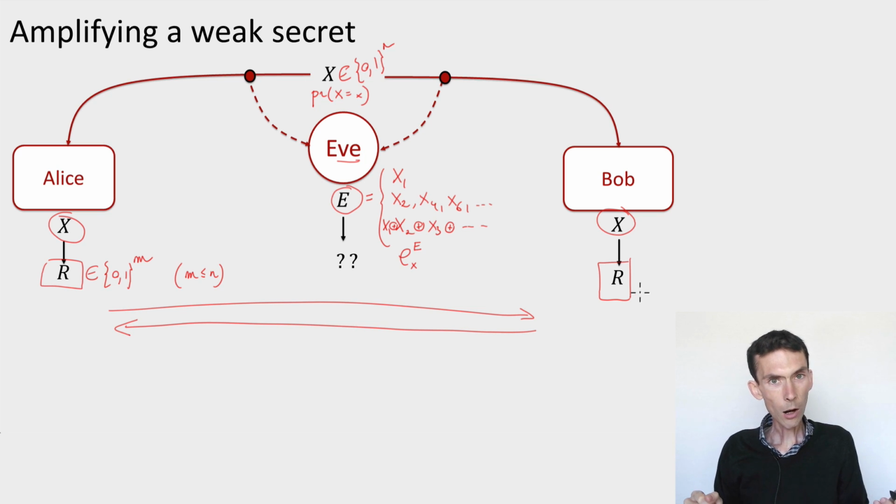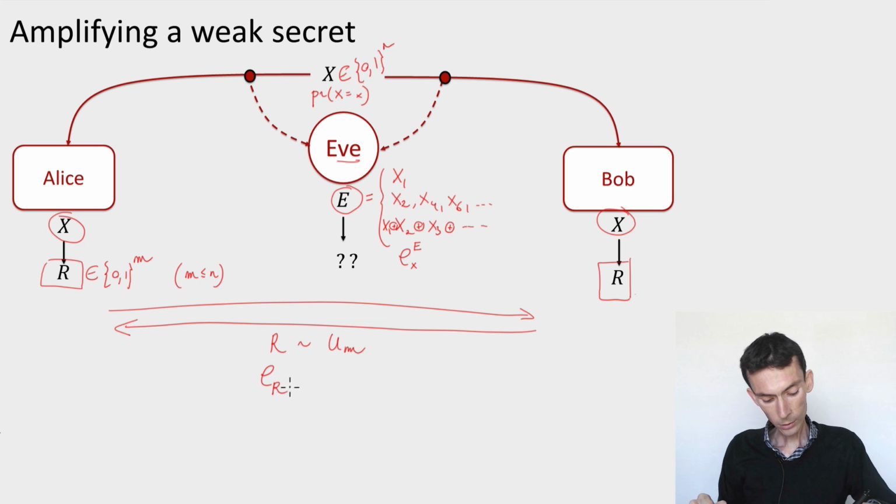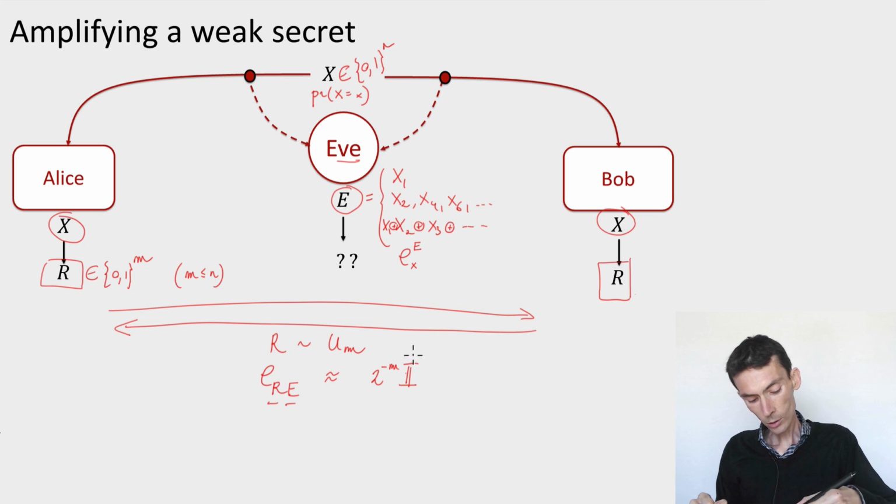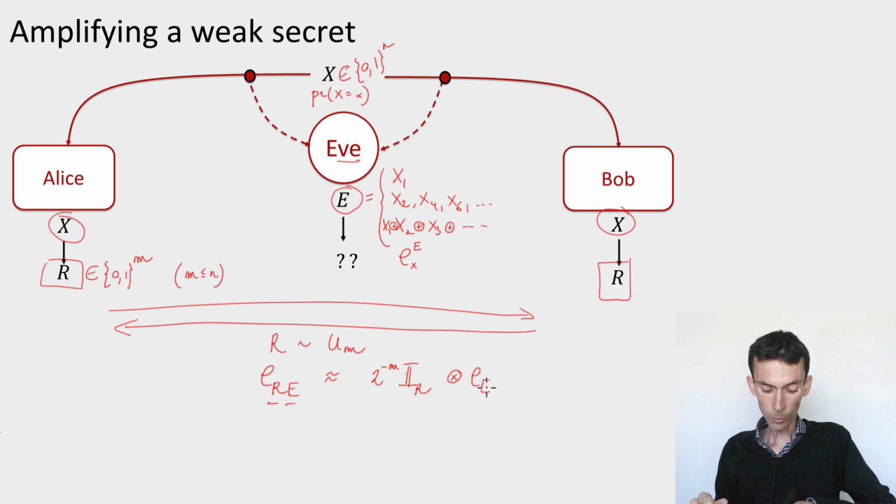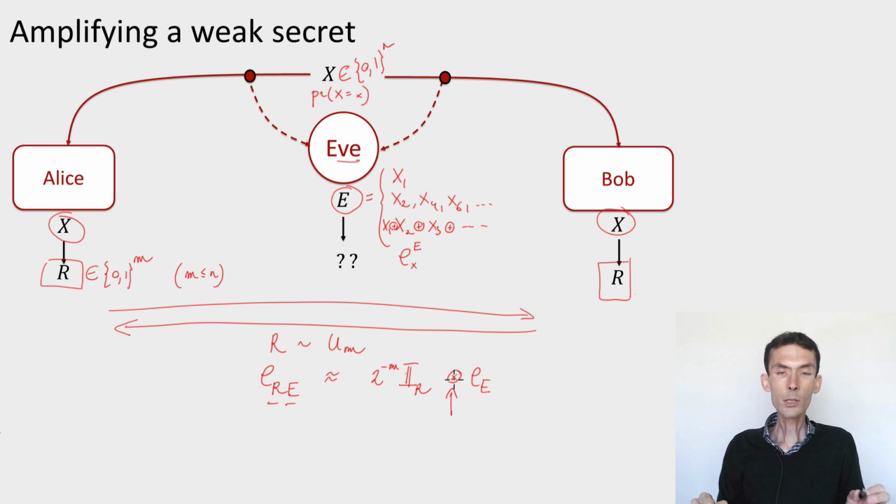We want this string R to be uniformly distributed, approximately, and more than that, it should be uncorrelated with eavesdropper's side information. So it should be the case that if I look at the joint state of R and the eavesdropper, there's going to be a CQ state in general, R being classical, E being quantum. This state should look like approximately uniformly distributed on the R system tensor product with whatever is left over at the eavesdropper. But what's important here is that we're saying that the state is in the tensor product, meaning that the string R is uncorrelated from the eavesdropper's side information. So that's the goal of privacy amplification.